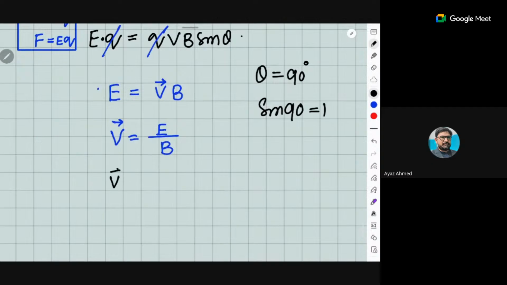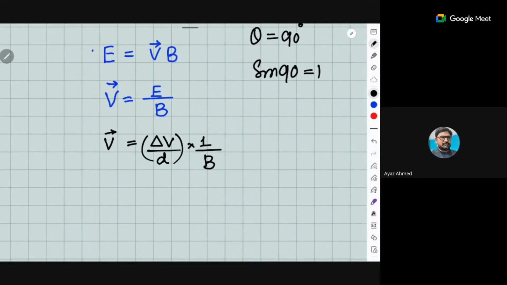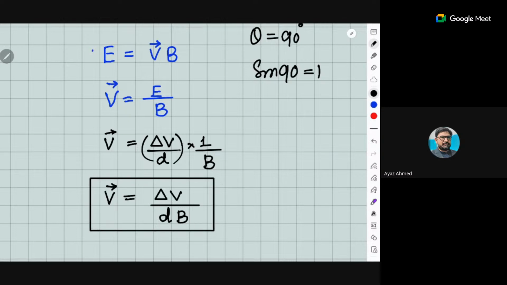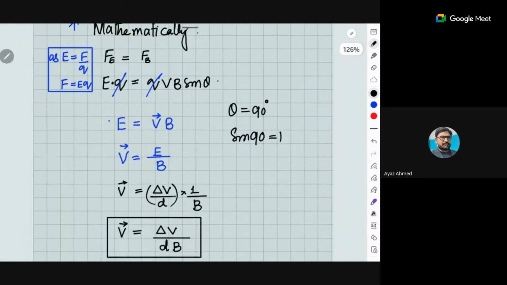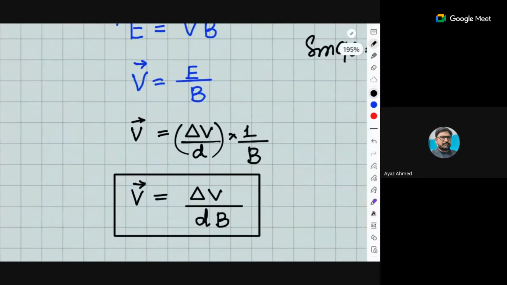You can simplify this in this way. E can be written as delta V divided by d, as I have delivered to you in the electric field topic, divided by B. So you can also write the velocity in terms of delta V, which is measurable with the help of a voltmeter. Then d can be measured with the help of a meter rod, and B can be measured with the help of a Hall probe. So now you can measure the particle's velocity. Till this point, if you have any question or doubt, I'm here.